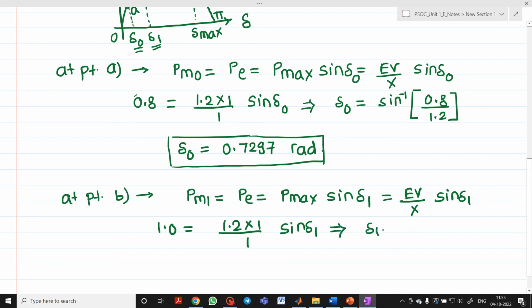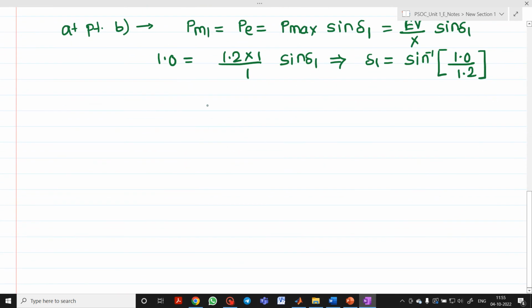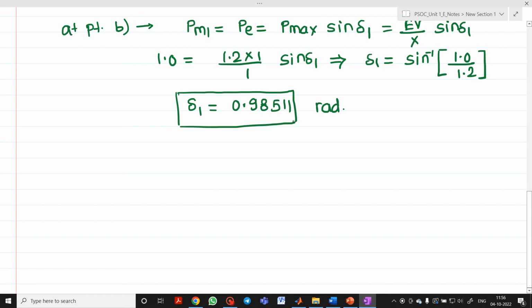So from this I can write the value for delta 1 as sine inverse of 1.0 divided by 1.2. So if you solve this, you will get the answer for delta 1. The answer for delta 1 will be 0.98511. Please remember, while solving a numerical of equal area criteria, you have to keep your calculator in radian mode. Now, next is the calculation of delta max.